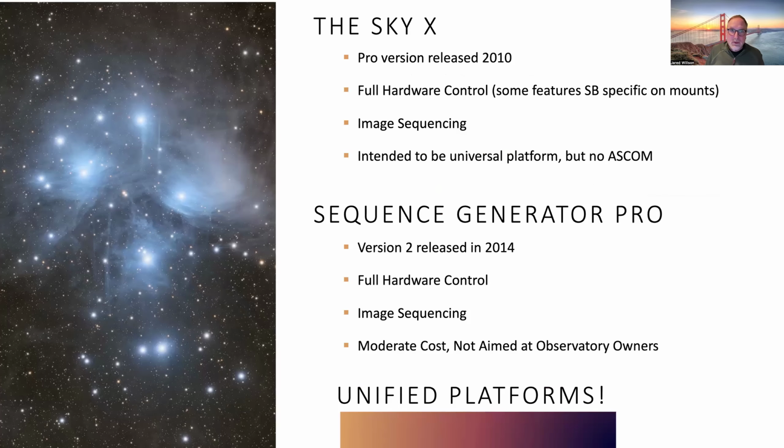Then somewhere around 2010, the Sky X Professional got released. The Sky X Professional from Software Bisque was the first application I'm aware of that was intended to control everything you might need. It would run your dome if you had a home dome. It would keep the slit oriented with respect to your optical tube. It would run your mount, your telescope, your filter wheel, everything you needed. And it included image sequencing.